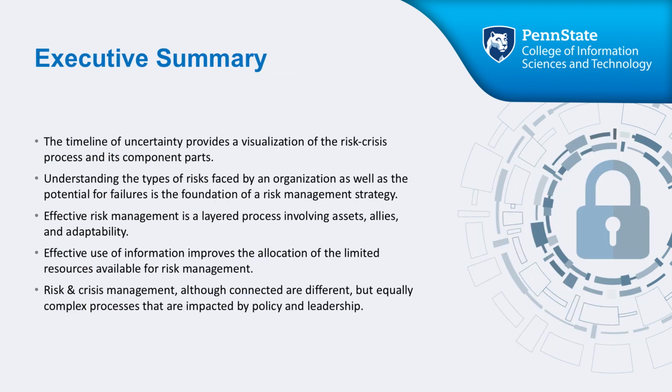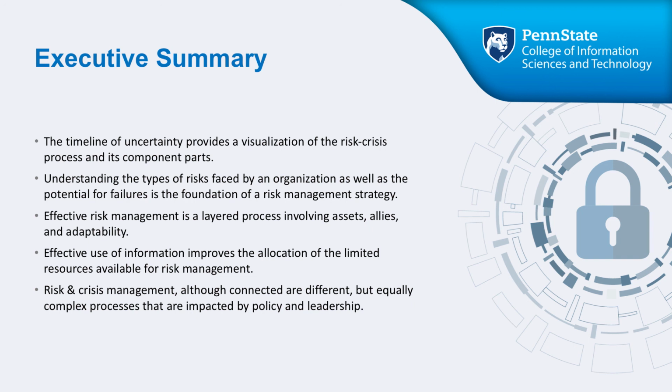Well, we've come to the end of the lesson. We've thrown a lot of information at you here, and let me try to summarize just a couple of things that we talked about that I think are critical. The timeline of uncertainty provides a visualization of the risk crisis process and its component parts. Understanding the types of risks faced by an organization, both environmental, internal and external, as well as the potential failures, is the foundation of a risk management strategy.